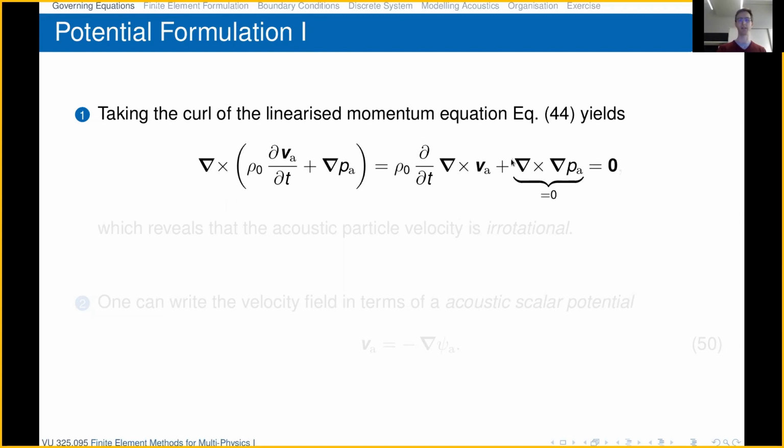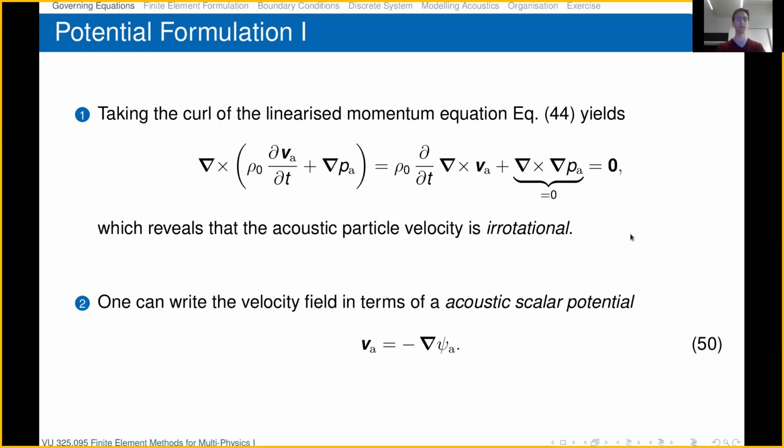we obtain a term which is the curl of a gradient, which is always 0. And then we see also that we have here an expression, curl of velocity is 0. This means that the acoustic particle velocity is irrotational. And that also means we can write the velocity field in terms of an acoustic scalar potential psi A introduced here. So velocity is the gradient of the potential field. The minus is used due to convention.